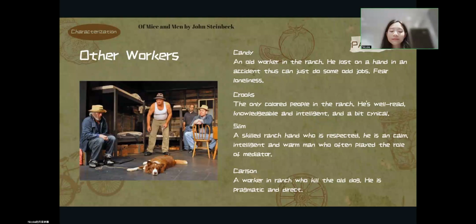Slim is a skilled ranch hand who is respected. He's a calm, intelligent, warm man who often plays the role of mediator. And Carlson is the worker who killed Candy's old dog. He's a pragmatic and direct man.